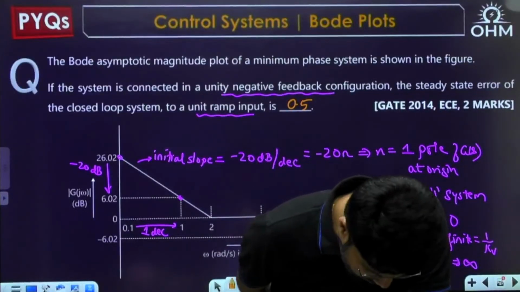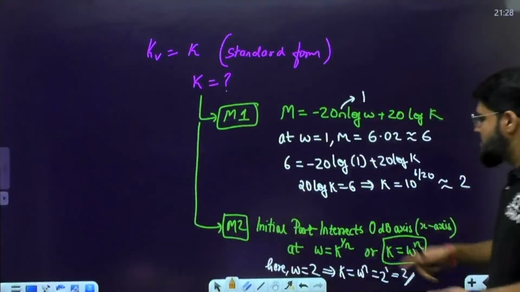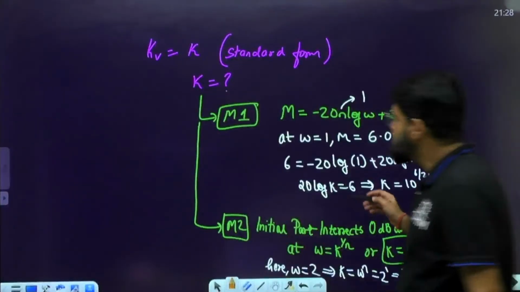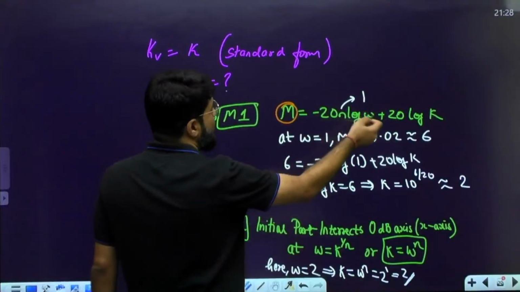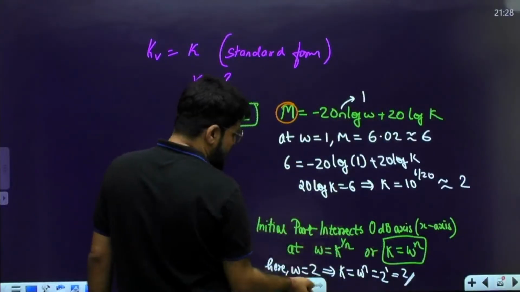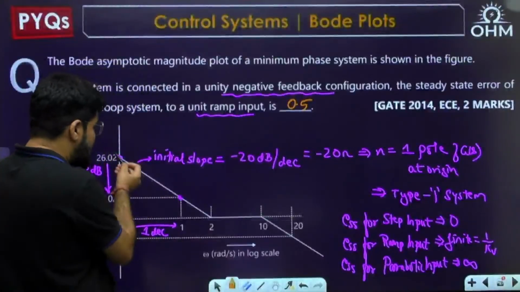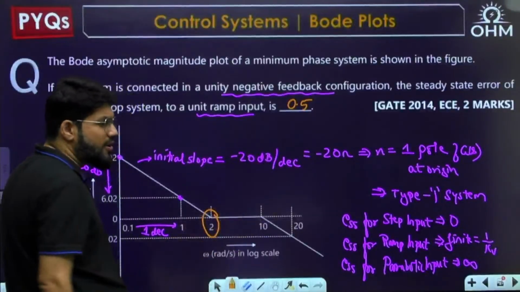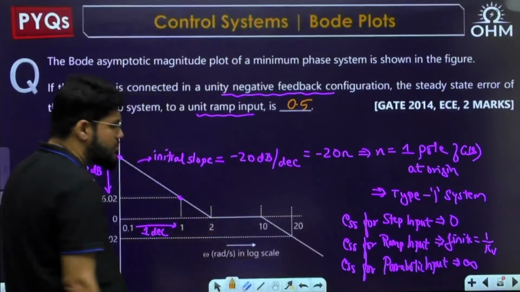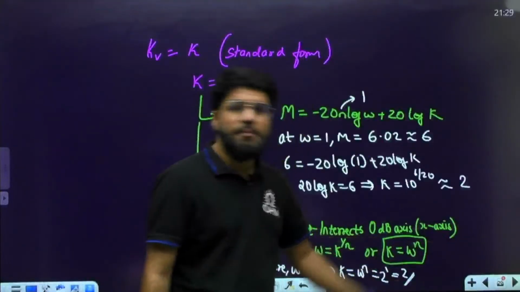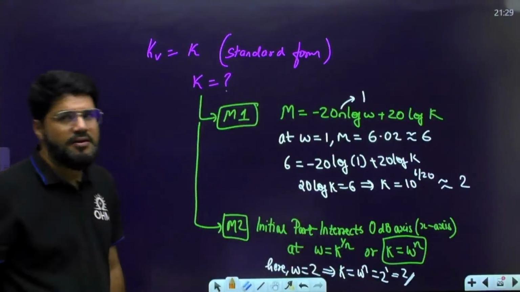Yeah, 2 is derived from method 1 only, Govindrao. See, the initial part intersects the 0 dB axis. What do I do here? I put magnitude 0, and then 20 n log omega is 20 log k. From that only we get this result. So method 2 is derived from method 1. But whenever this frequency is given to you directly, method 2 becomes a shortcut. Whenever the initial part intersects the x axis, it is given here clearly as 2. Then we can directly find k by the formula omega power n, where omega is the intersection of the initial part with the x axis.